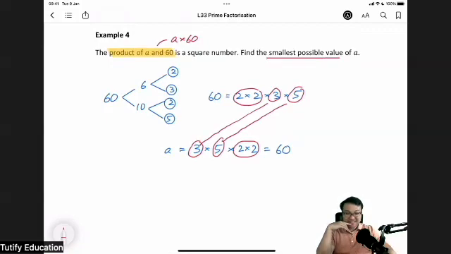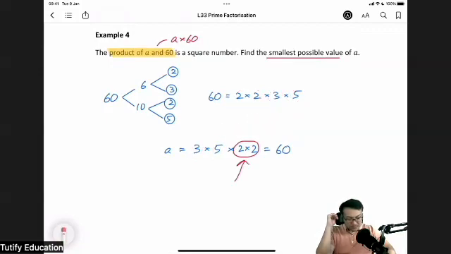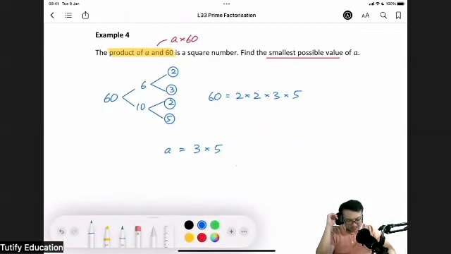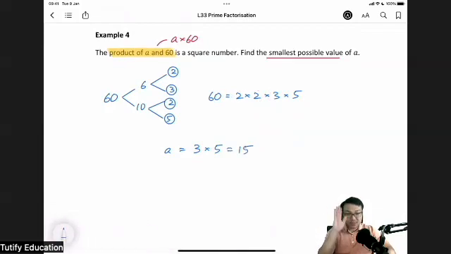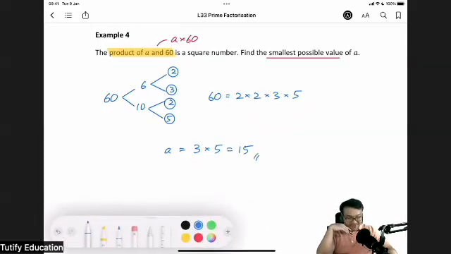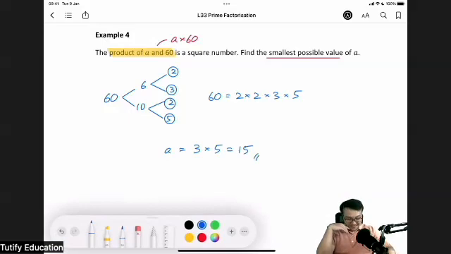The smallest. Yes, because they want you to find the smallest value of A. So we should not multiply it by anything else. We just get the bare minimum that we need, which is only 15, and that's all we need to make it a square number. Okay? All right, well done, Kate.